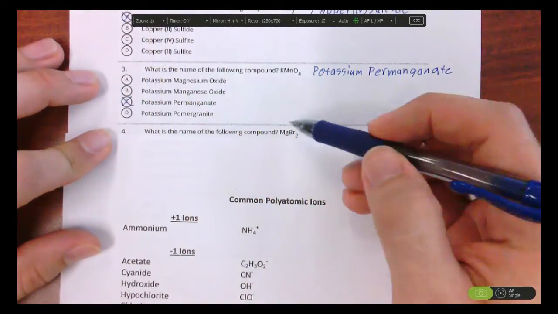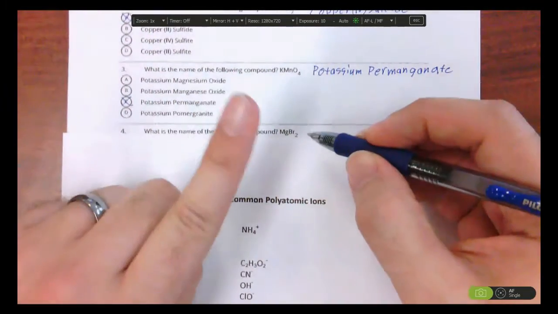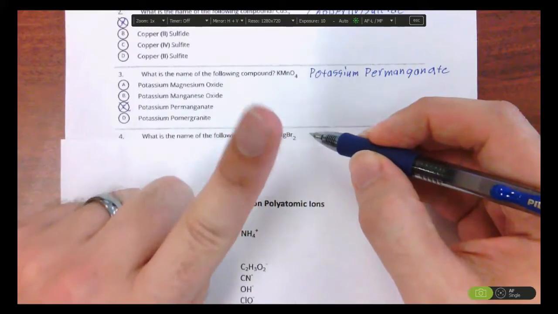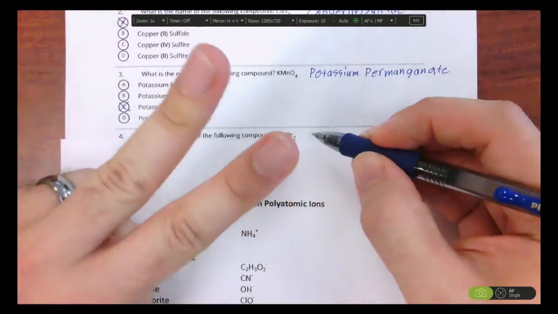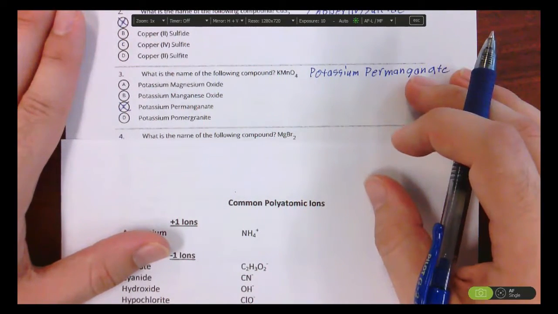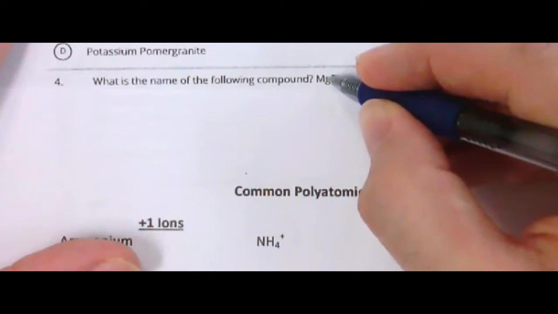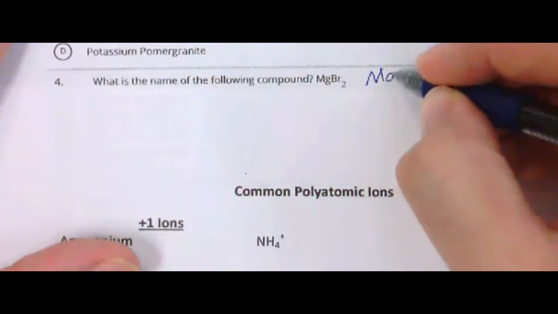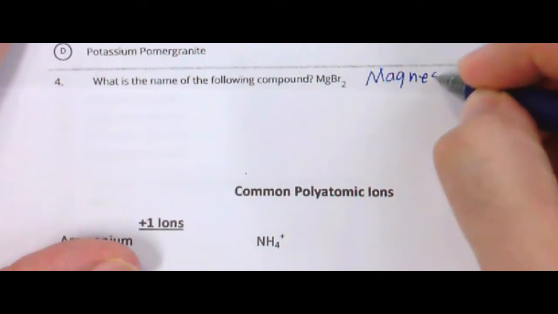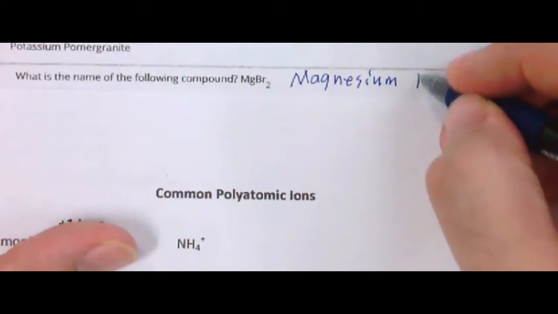Anyway, number 4. What is the name of the following compound? MgBr2. Okay, ask yourself the question. Is there a poly? No poly. Is there a transition? No. Okay, so we just name it normal. So it's manganese. Is that magnesium or manganese? Magnesium. And do we do bromine? Bromide.